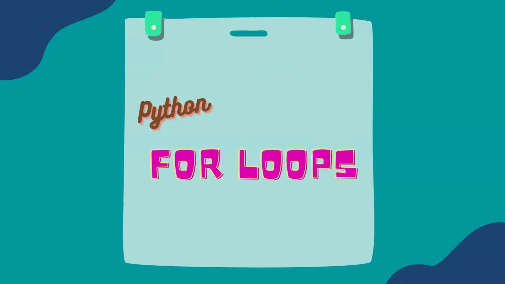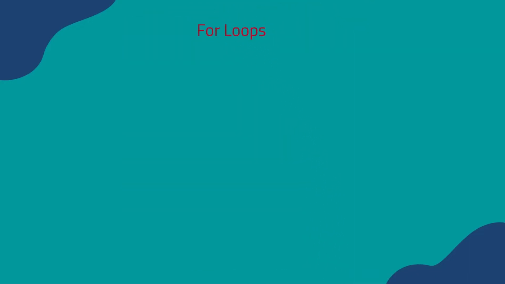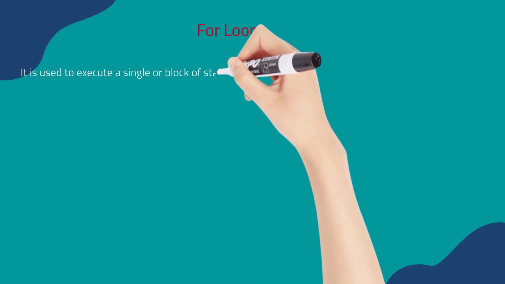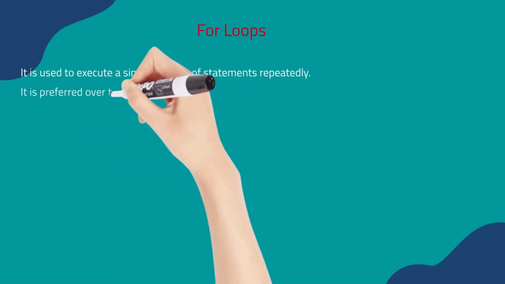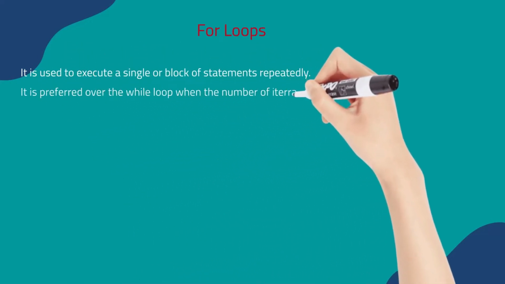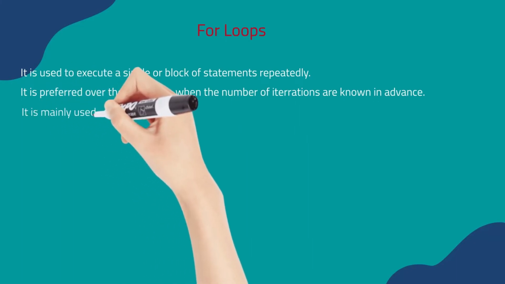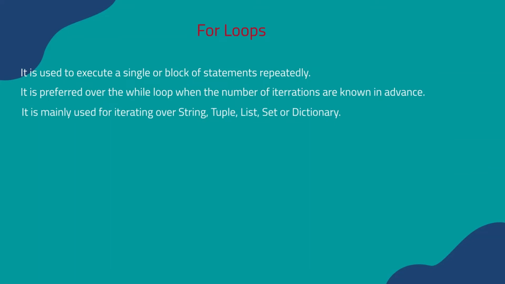In this video, we will discuss the for loops in Python. A for loop is used to execute a single or multiple block of statements repeatedly, where the number of iterations is known. It is preferred over the while loop when the number of iterations is known in advance. It is mainly used for iterating over a string, tuple, list, set or dictionary.